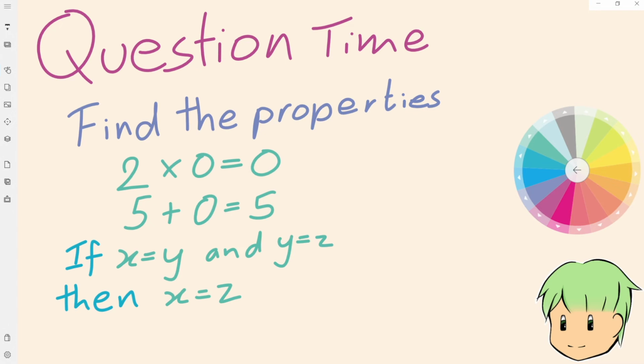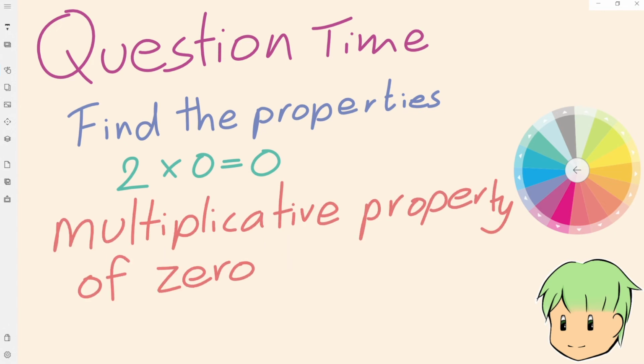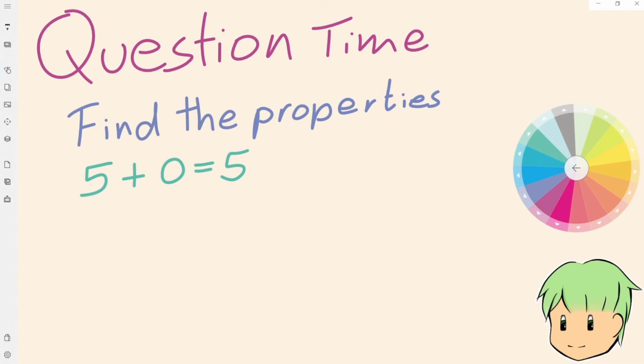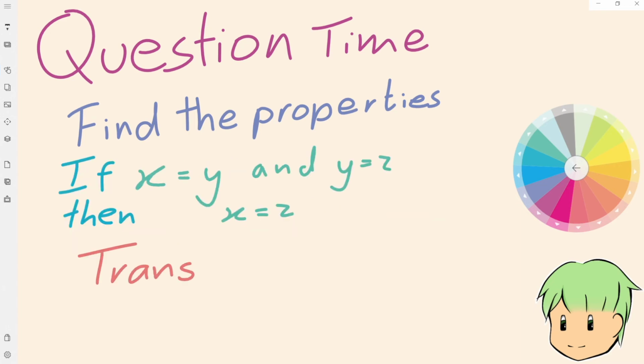The first equation shows the multiplicative property of 0, as the multiplication by 0 results in 0. The second shows the additive identity, as the addition of 0 results in the number itself. The third displays the transitive property, as two quantities, x and z, are equal to a common third quantity, y. So x and z are also equal to each other.